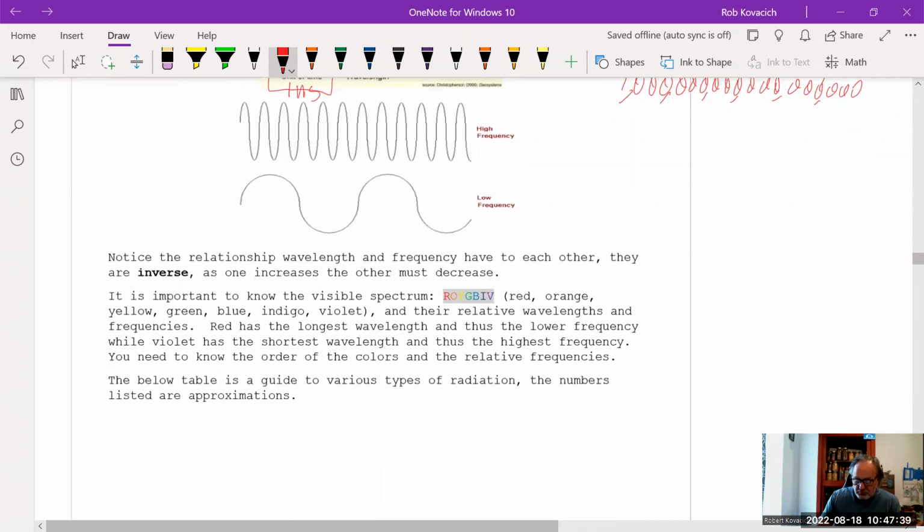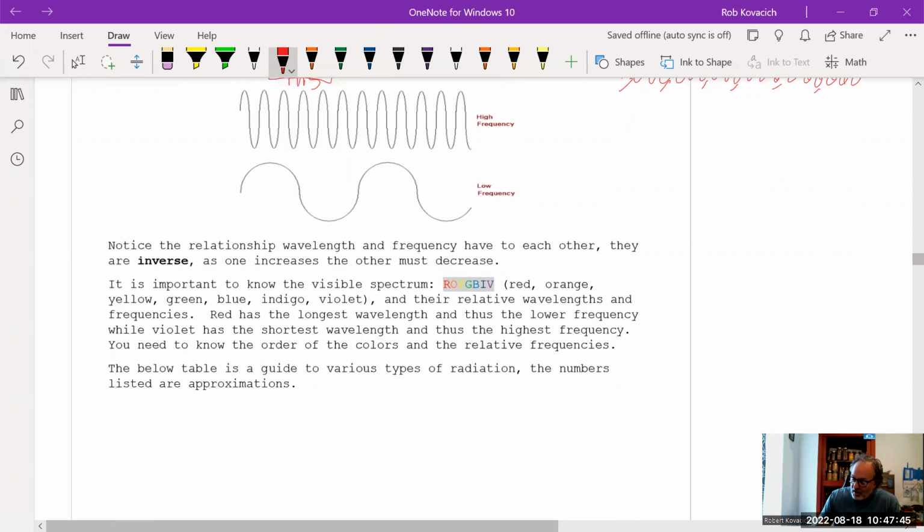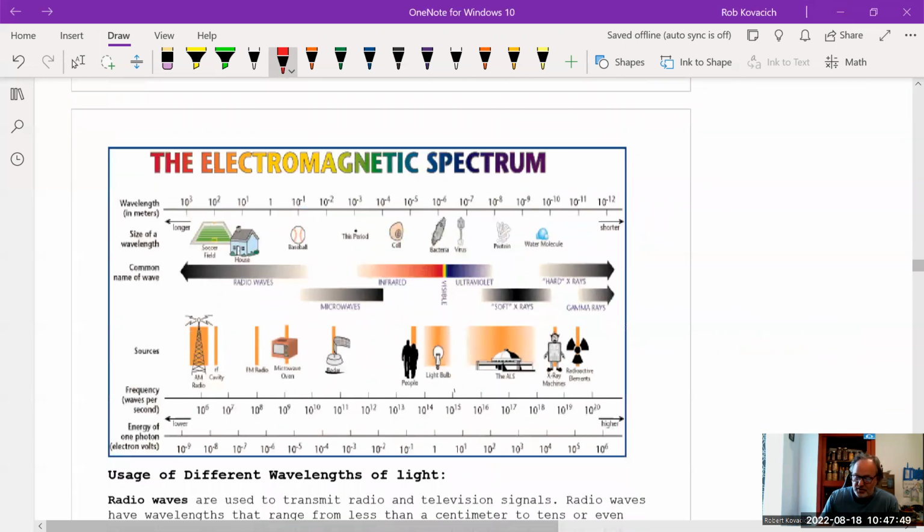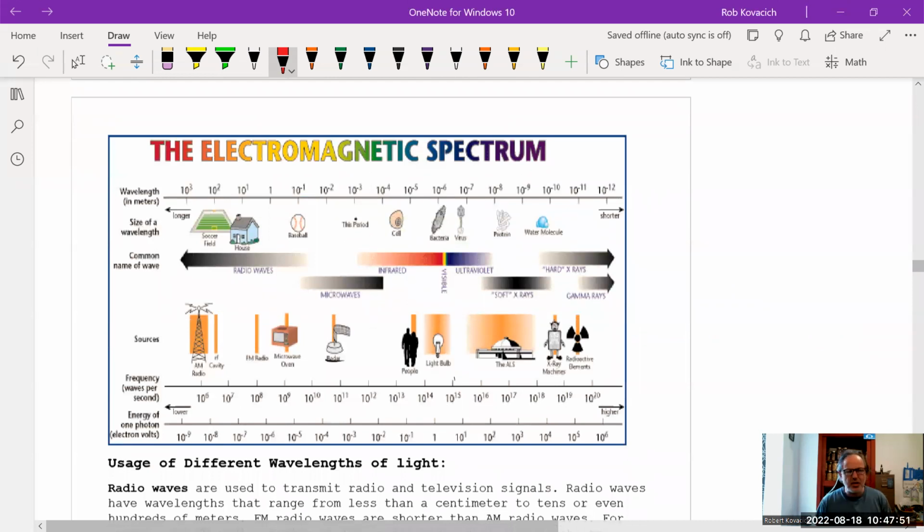The visible spectrum is all the colors of the rainbow put together, and we end up seeing white light out of that. Let's talk about most of the spectrums. There are subspectrums inside of here, but we have radio waves, microwaves, infrared waves, visible light, ultraviolet, X-rays, and gamma rays.